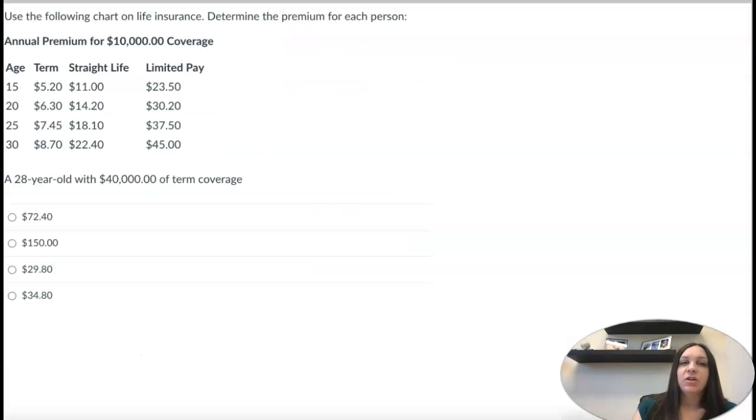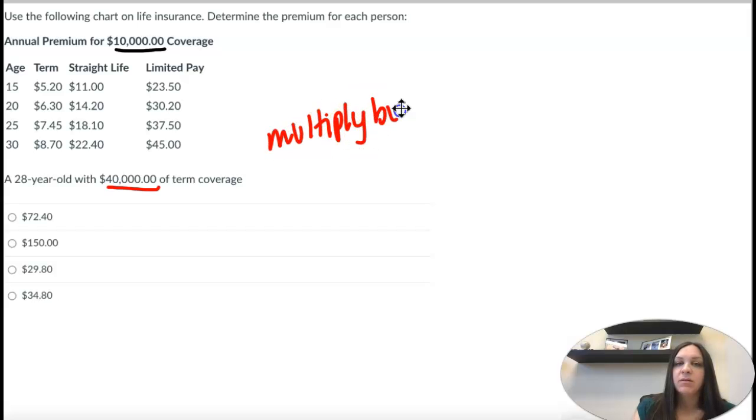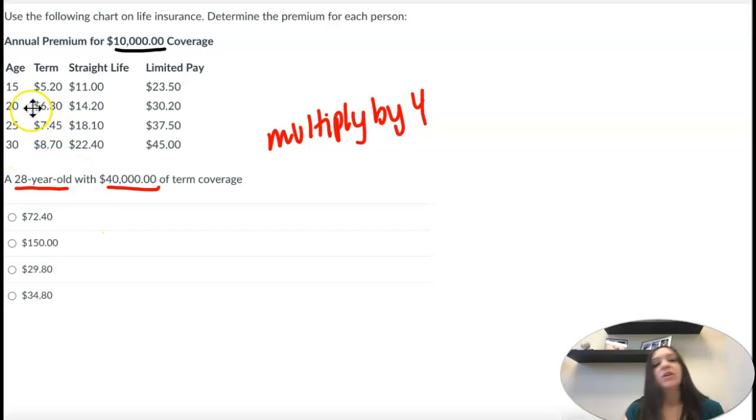Okay, we have another chart. Again, it's $10,000 coverage, and we're looking at 40. So same thing, we're going to multiply by 4 once we get our number. So now we're looking at a 28-year-old. So age 28 is not on the chart.